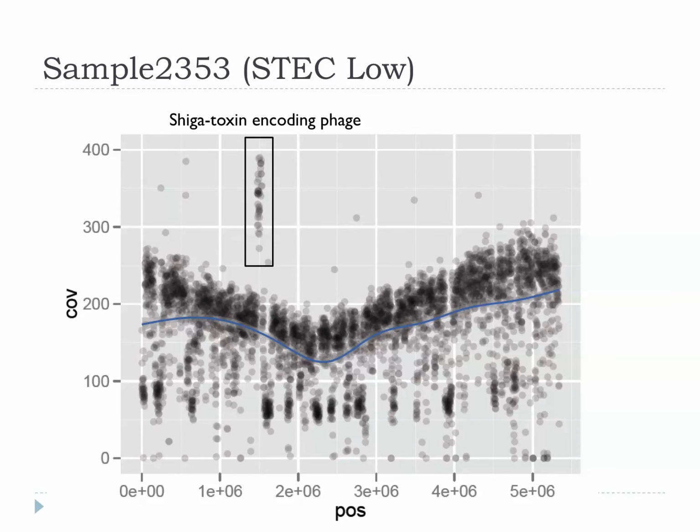There's another one where, this doesn't quite make sense because this was said to be STEC low, but actually gave much higher coverage, 200-fold. You can tell we did the experiments rather than made the results up because they don't always come to what you expect. But again, we saw this nice little upswing where the Shiga toxin encoding phage was in the genome.